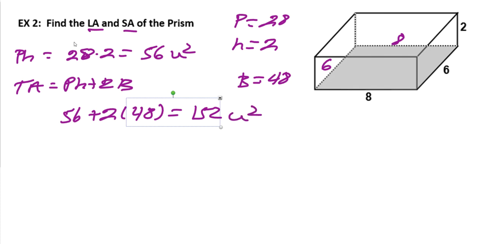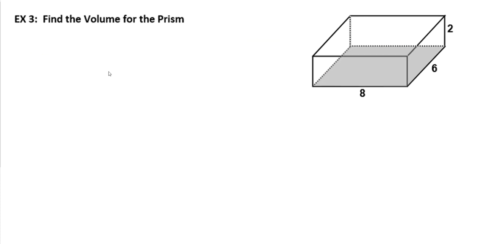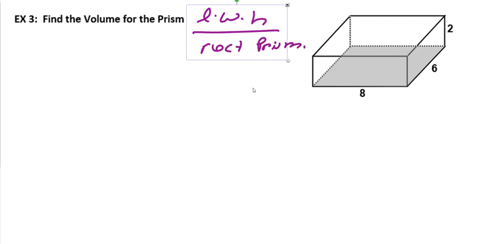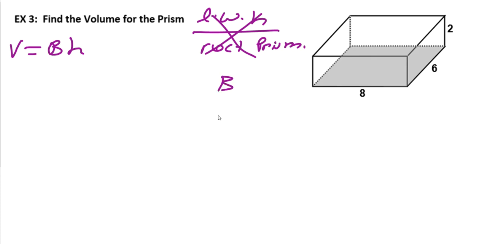So let's talk about volume. So volume of the prism, in middle school you probably learned this, length times width times height, but this is only good for a rectangular prism, okay? And that's probably primarily what you dealt with. But in high school, it's going to be the same formula as you had for cylinder, the area of the base times height. So you need big B and you need an H.